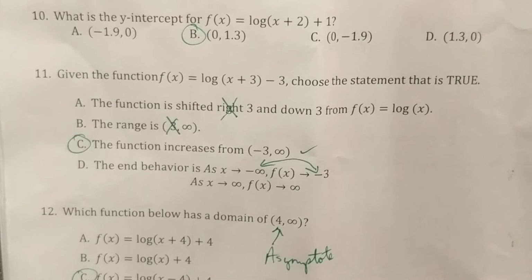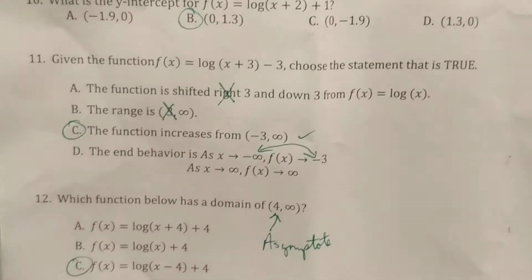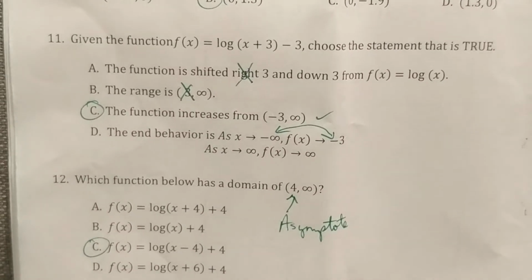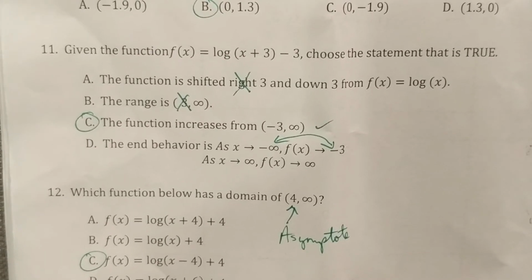Because remember, on a log function, you have a vertical asymptote. The asymptote's going up and down. So it stops the graph from going left, so the x doesn't go to negative infinity, the x only goes to the asymptote, which would have been negative 3. F of x went to negative infinity.